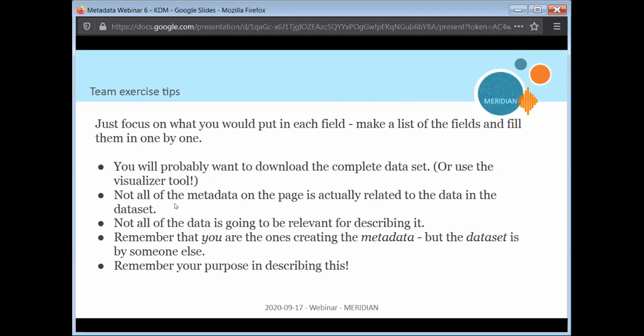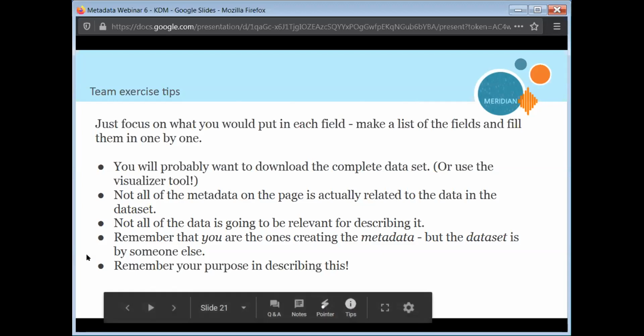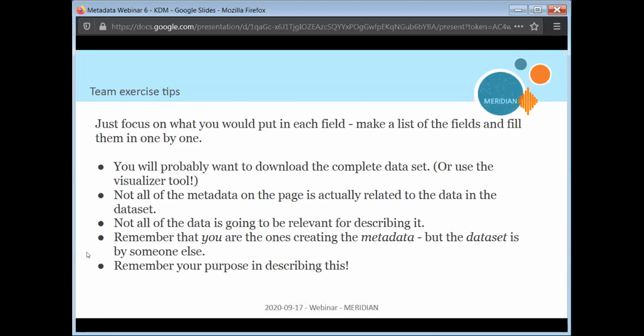I think that not all of the metadata on that page is related to the data in the data set. I don't think it's necessarily relevant that the data set was last updated on the website on June 9th, because that doesn't reflect anything actually in the data set itself, which is what we're actually trying to get at. And a lot of the data in the data set itself isn't going to be useful either. It probably doesn't matter each of the individual aquaculture points and licenses.